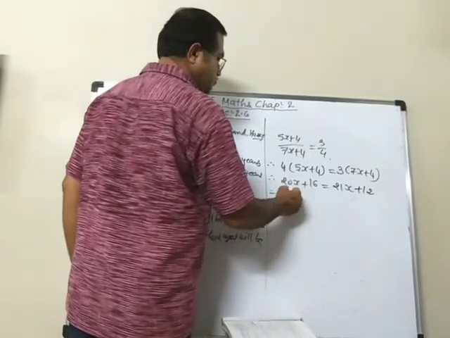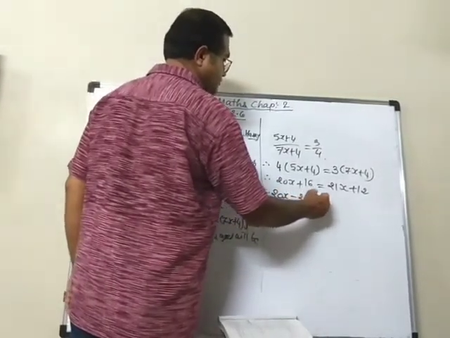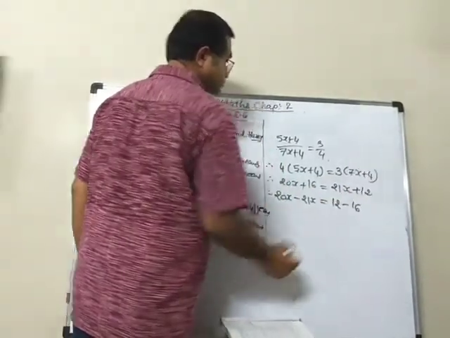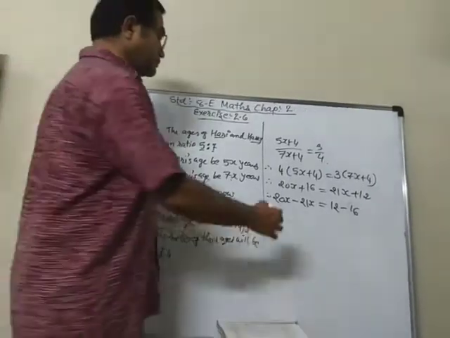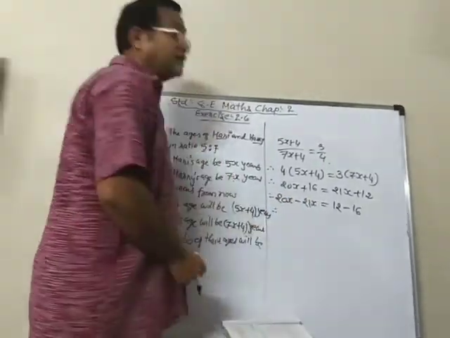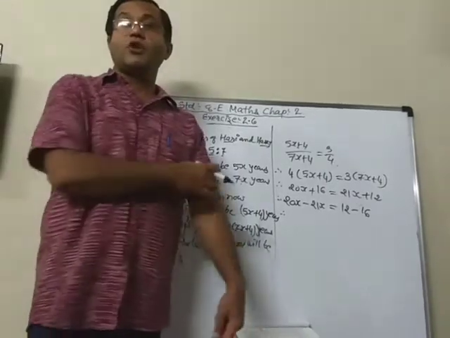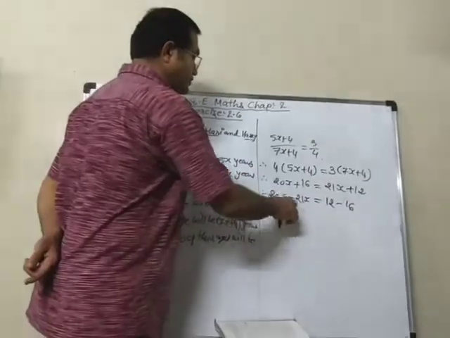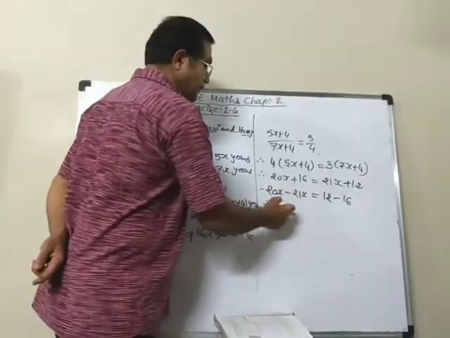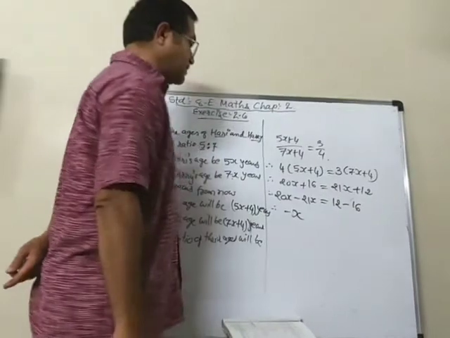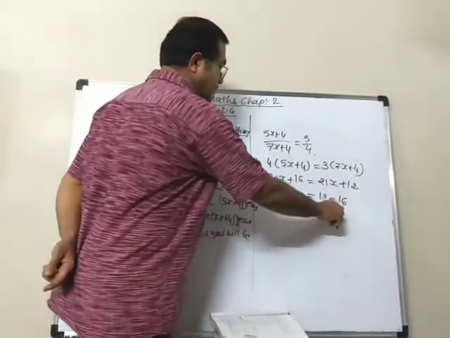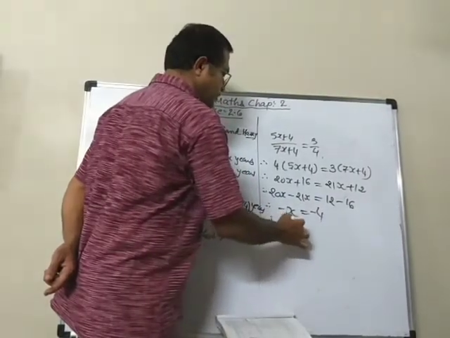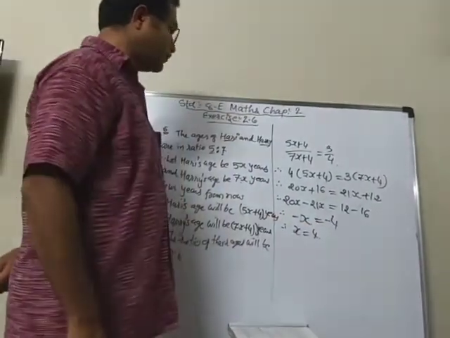21 will come here, 20x minus 21x is equal to 12 minus 16. Therefore, now 20x minus 21x, opposite sign, so we have to subtract and give the greater number sign. So 21 minus 20 will be 1x and greater number is minus, so minus x. Here also same, 12 minus 16 means 16 minus 12 is 4. Therefore, negative x is equal to positive 4.